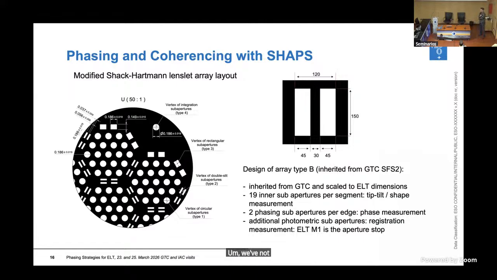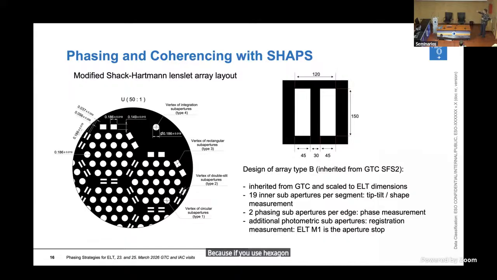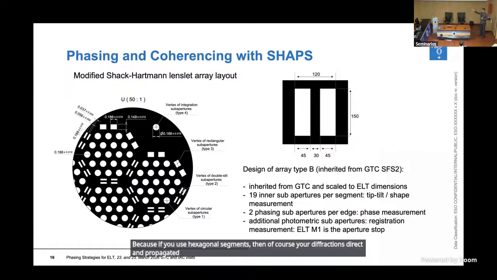We've noticed that hexagonal inner sub-apertures, of course, efficiently sample the hexagon, the segment. You get more light, but at the cost of interference with the neighboring phasing sub-apertures. And that gave us a hard time. We did a lot of modeling to understand where this problem comes from. We attribute it to interference, because if you use hexagonal segments, then of course your diffractions directly propagate to the phasing sub-apertures. And this is something that we wanted to avoid. Therefore, we go to circular sub-apertures.